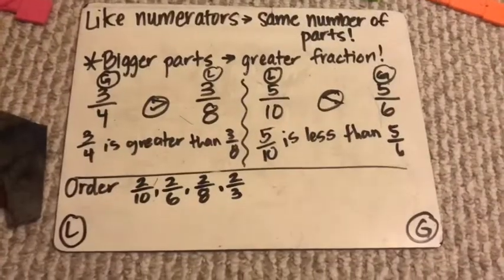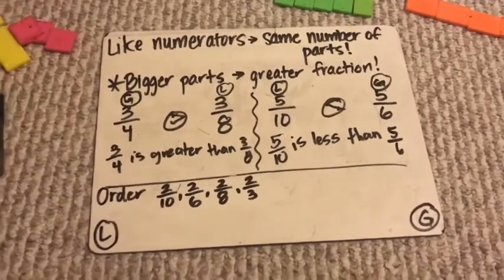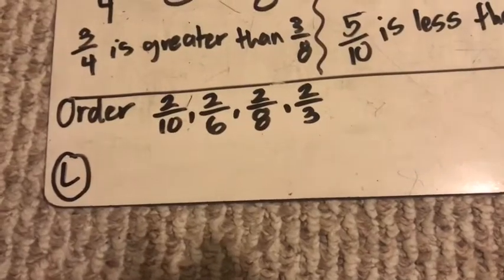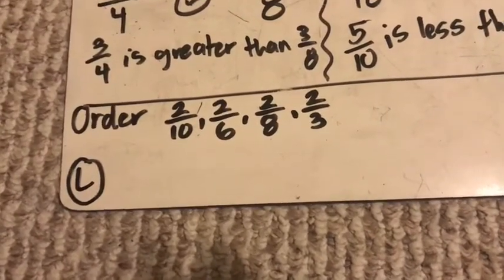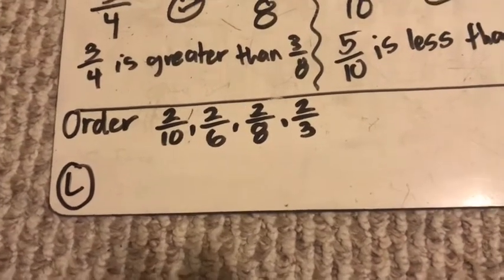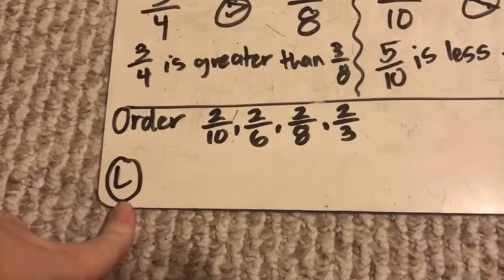All right, so now here on the bottom, I'm going to use this like numerator thinking to help me order up these fractions that all have a like numerator. Since they all have a like numerator, that means I have the same number of pieces, so I need to think about the sizes of the pieces. I'm looking for the smallest pieces first, since I'm starting with the fraction that has the least value.